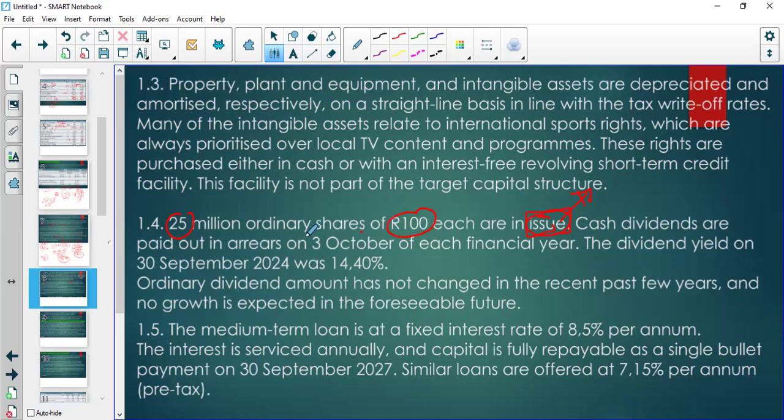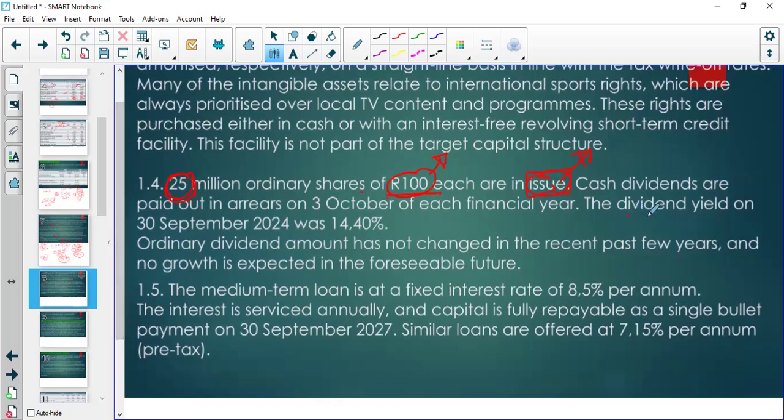So there were 25 million shares, each worth 100 rand. So this is the issue price. So we need the valuation on the date. So the dividend yield, I've explained this before. If you go to the recordings I shared with you on cost of capital, I explained that whenever there's a yield, it has to do with the price. So if it is a dividend yield, the share price is included. If you have earnings yield, then the share price is included in the yield as well.